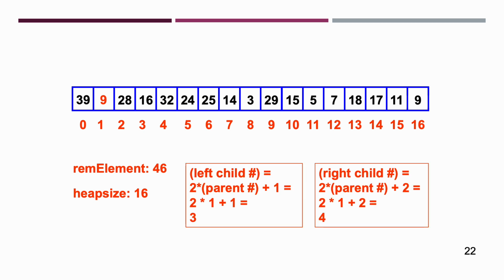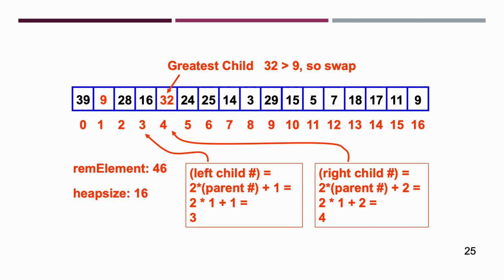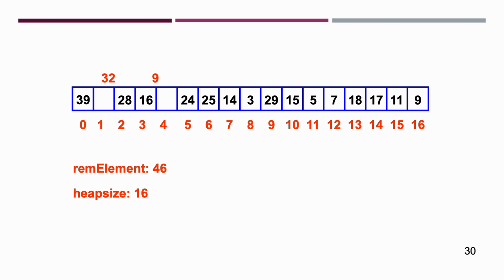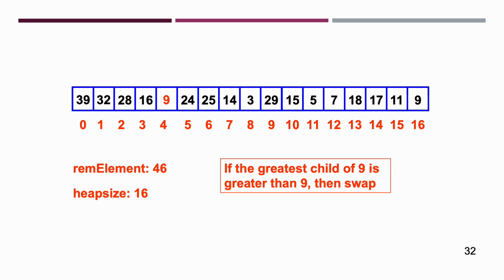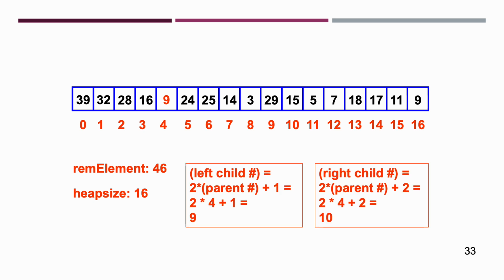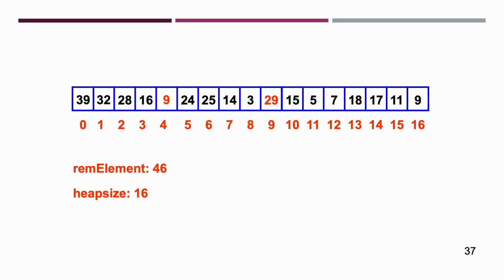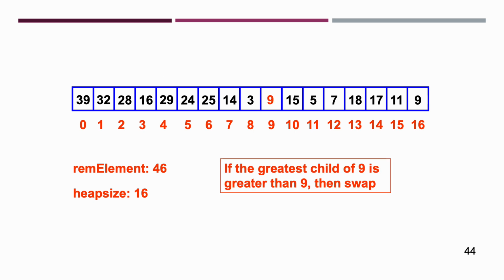Now we will calculate again, and we have indexes 3 and 4, these two. Now which one is the greatest? Now 32 is the greatest child. So now we'll see if 32 is greater than 9, then we'll swap. Alright, again we are calculating it, and then we have indexes 9 and 10, these two. Now here the greatest child is 29, and 29 is greater than 9, so it will swap. Okay, so now we'll check if the greatest child of 9 is greater than 9.